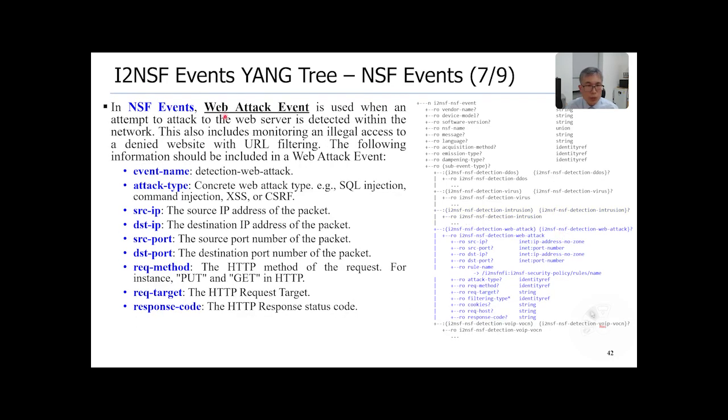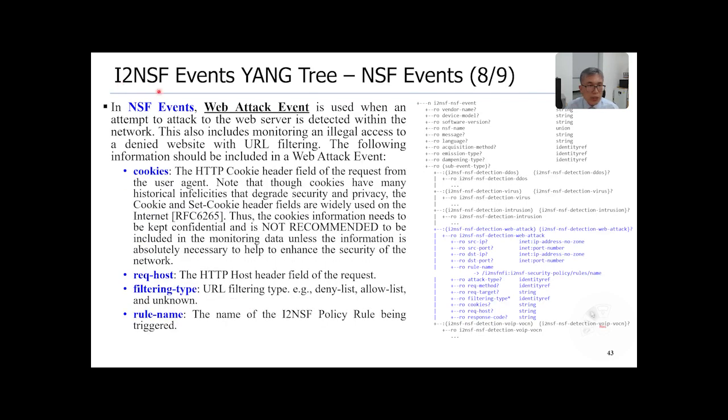And then similarly the web attack event, when there is an attempt to attack a web server, so URL filtering is used to detect illegal access to the web server. The information includes event name, attack type, source and destination IP addresses, source and destination port numbers, request method, HTTP method, and request target and the response code. And then the web attack event also includes cookies, request host, and the filtering time, and the rule name is already included.